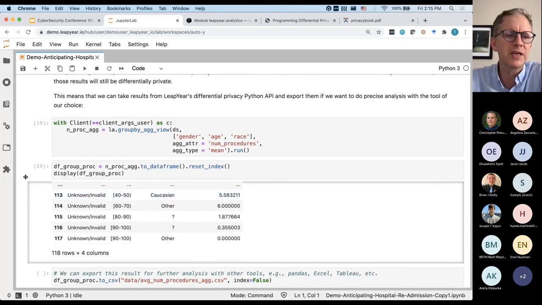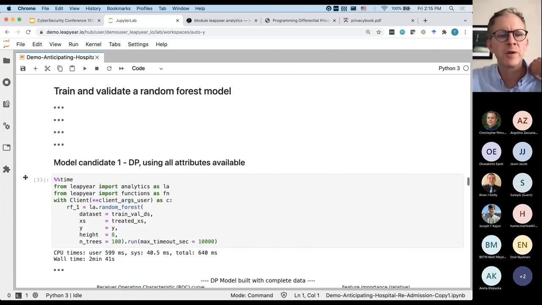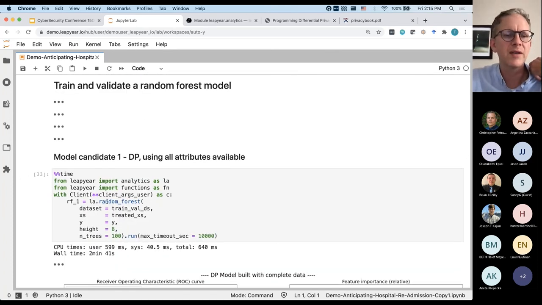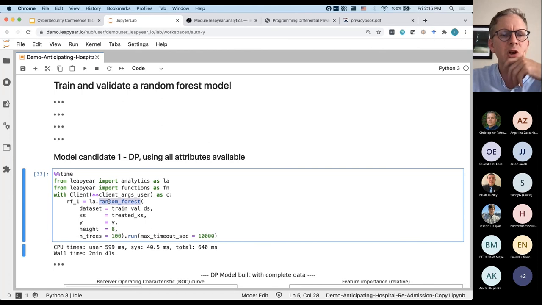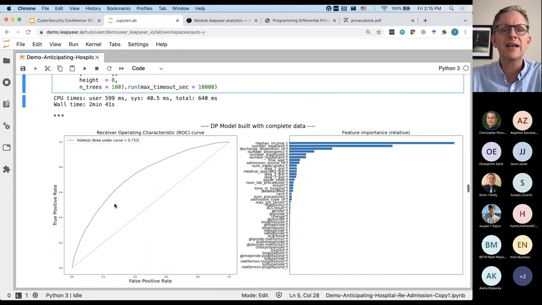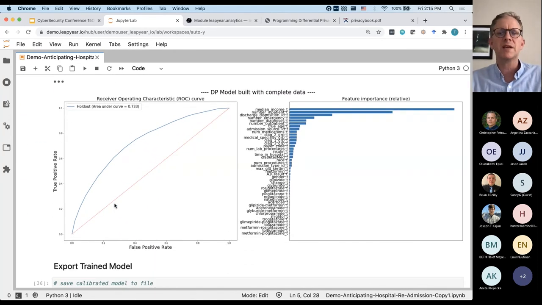I mentioned a few times the ability to train machine learning models. In this case, LeapYear has a random forest module. So this is our differentially private random forest. I run this with a few lines of code, and I get an output where the model performance, the way I would evaluate it, is quite similar to if I was running it in a non-differentially private way. So I hope this very brief demo has hit the points that I mentioned, in terms of giving an impression that this is a real and very powerful capability.